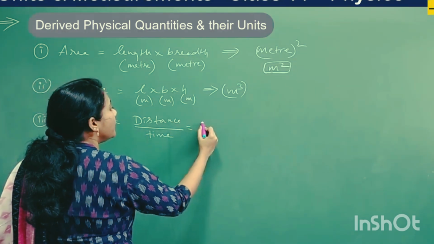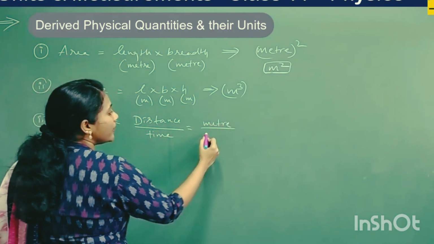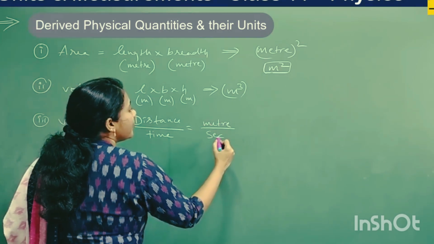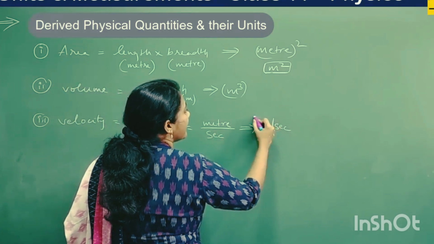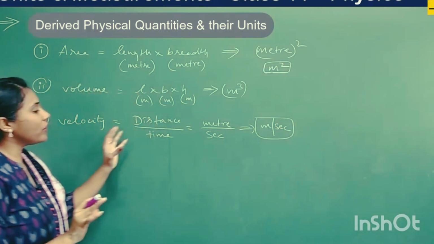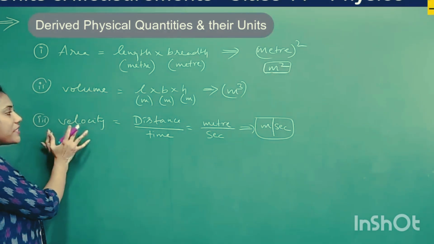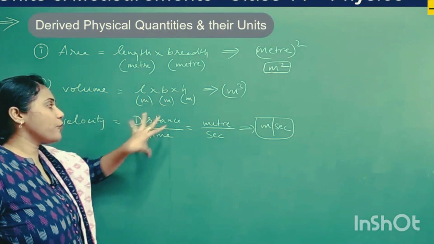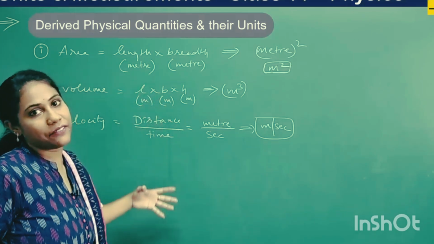So the unit is meter, and time. The time unit is second, right? So what is the unit for velocity? It is meter per second. This is what we will write. Fine. If you have to write the unit for a particular derived physical quantity, you must know its formula. So knowing a formula is very important for derived cases.